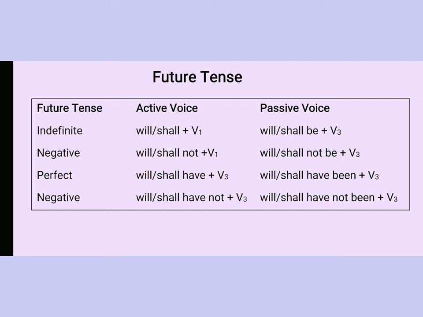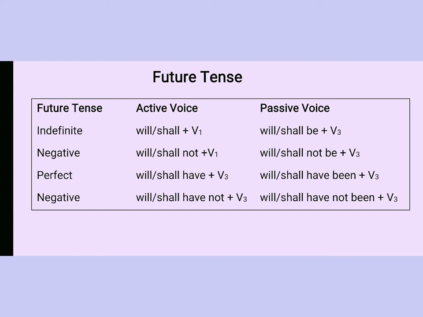But if we have to change this same sentence into passive voice, then we will write will, shall, have, not been plus v3. What we will say? Will, shall, have, not been plus v3. So this is all about our future tense.